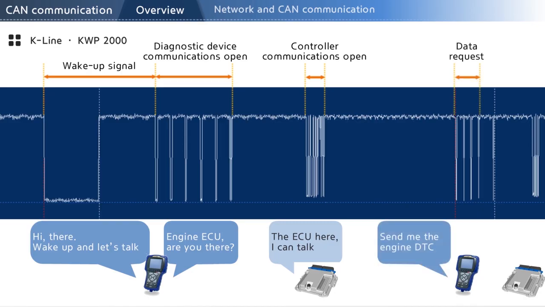The process of the data request and controller responding is repeated. You can see the data request is made and responded by the controller. This request-response communication is through single-wire communication, which is the way K-line works. As mentioned earlier, KWP 2000 also uses this type of communication.